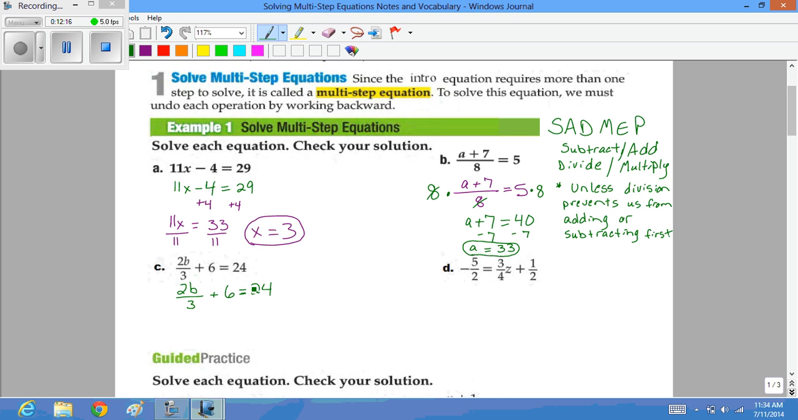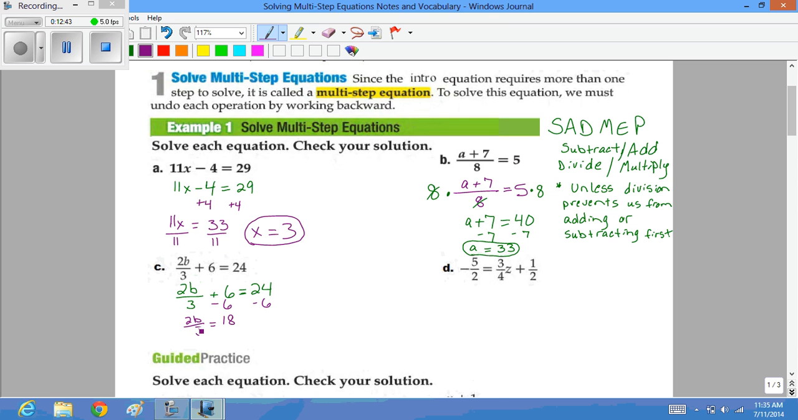Okay, we do have division in this problem, but look at this. It's not in the way of adding or subtracting first. That 6 has nothing to do with this mess over here. So I'm going to go ahead and focus on this 6 first. What's the opposite of addition? I'm going to subtract a 6 from both sides. And I'm left with 2b divided by 3 equals an 18.